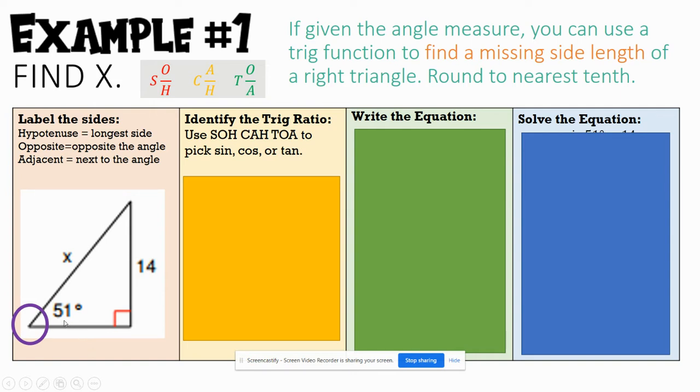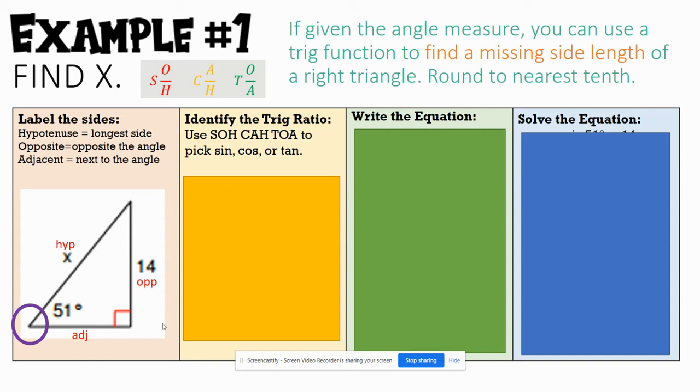So we want to draw attention to the acute angle that we're working off of. So 51 degrees. Based off of this angle, I'm going to label the side lengths. I'm going to label the hypotenuse, which is always across from the right angle. If I touch the angle, I'm touching the adjacent side. And then the opposite side is the side length across. So that's always a key strategy, is labeling those sides.